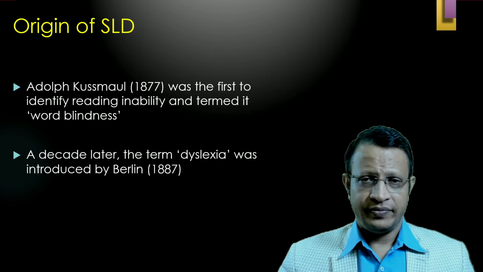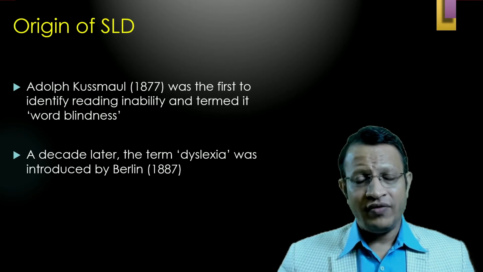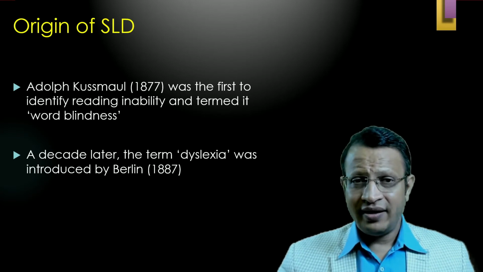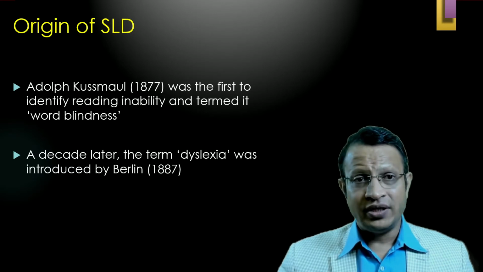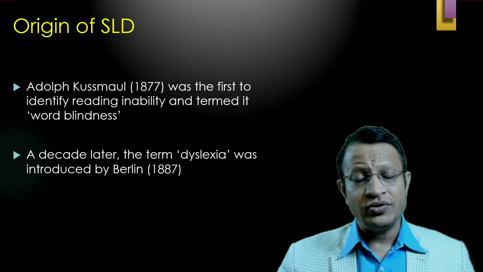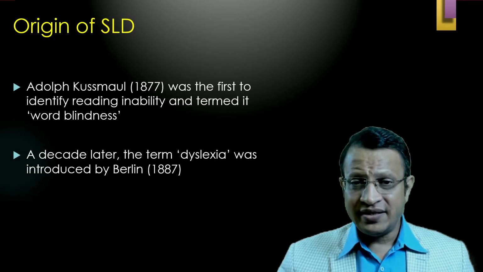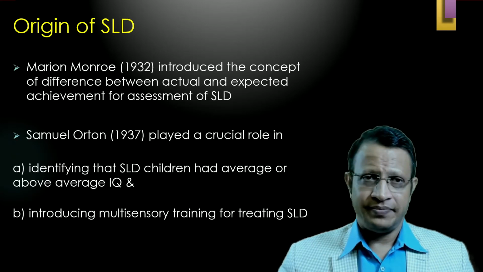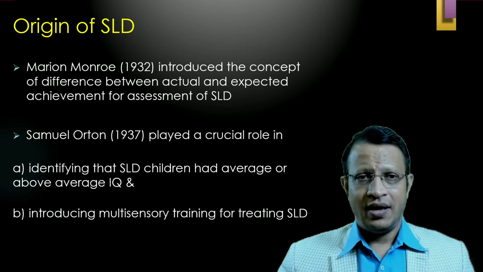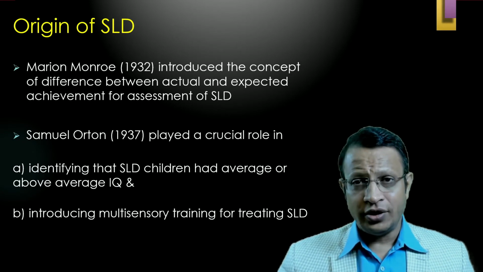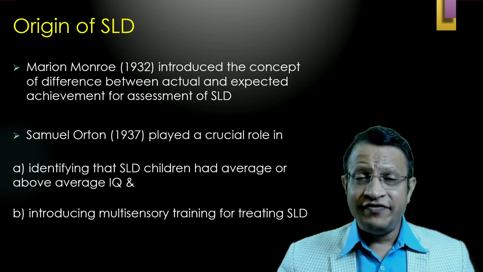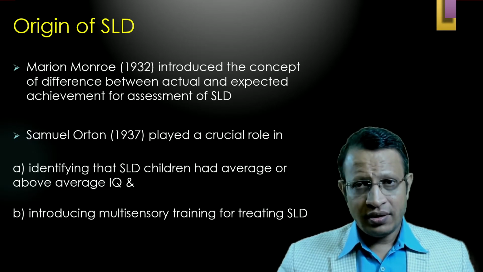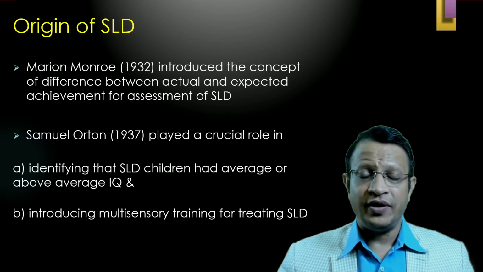Let's look into the origin of this specific learning disorder. In 1877, Adolf Kussmaul was the first to identify reading inability and he called it word blindness. A decade later, Berlin introduced the term dyslexia. That means the word dyslexia was first introduced in 1887. Further, Marilyn Monroe in 1932 introduced the concept of difference between actual and expected achievement for assessment of SLD.